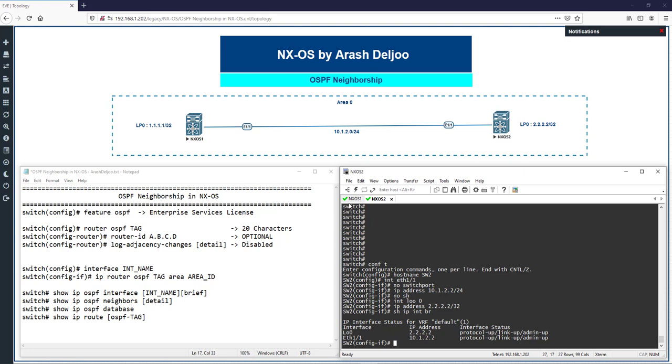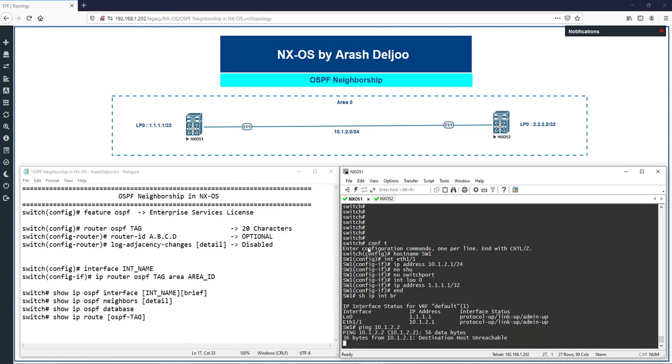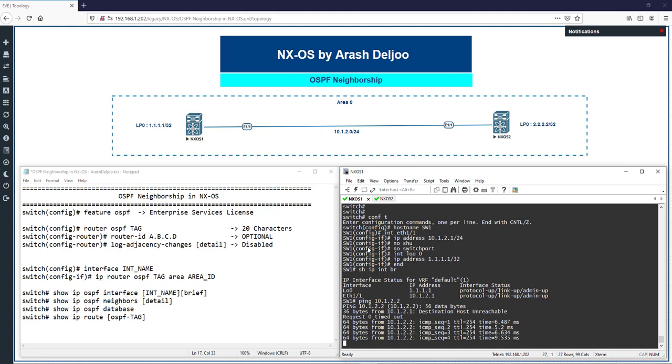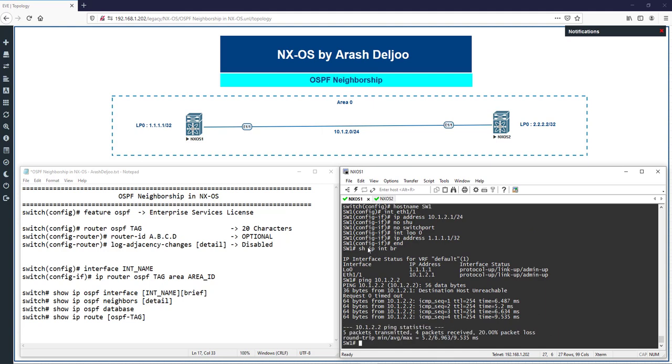Let me first check the connectivity between these two switches. Ping from switch 1 to 10.1.1.2. Okay, as you can see, yes, we have connectivity between these two switches.